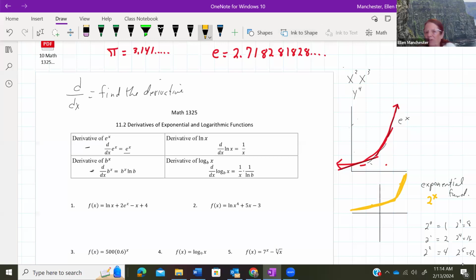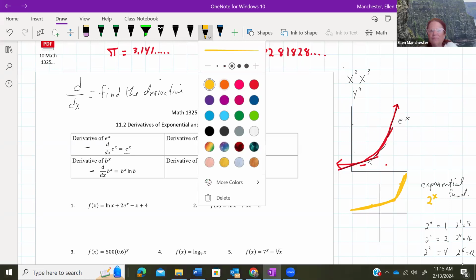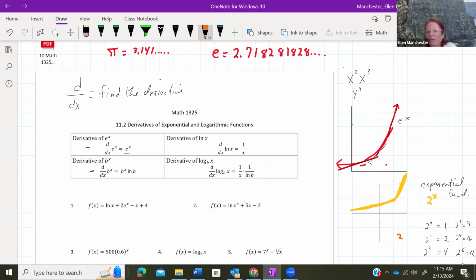And you can see it's basically the same shape as e to the x. The only difference is my base can change. So if I had the function 3 to the x power, what happens is now that 3 to the x, it's going to start growing even faster because now I'm tripling.